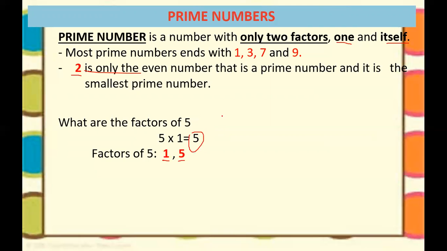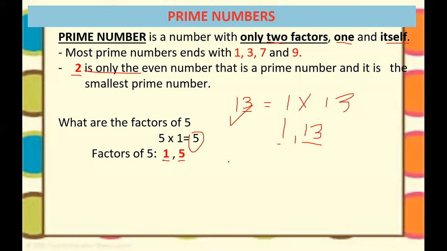Therefore, 5 is a prime number. All right? Now, I'll give another example. How about if I have 13? Because I'm basing it on my rule that most prime numbers end with 1, 3, 7. 13 ends with 3. Okay? So, what are the factors of 13? It is 1 times 13, and the factors of 13 are 1 and 13. How many factors does 13 have? It has 2 factors only, 1 and 13. Therefore, 13 is a prime number.